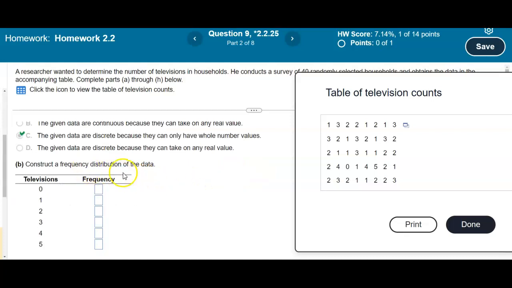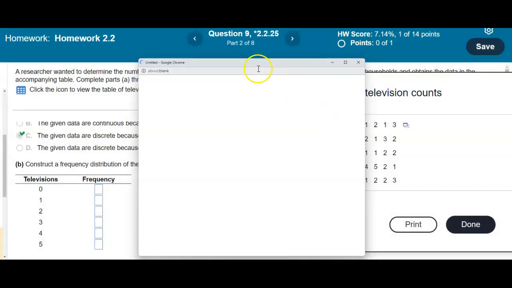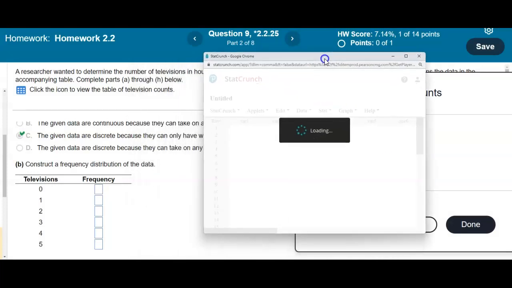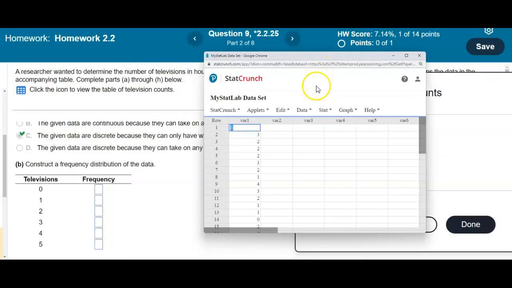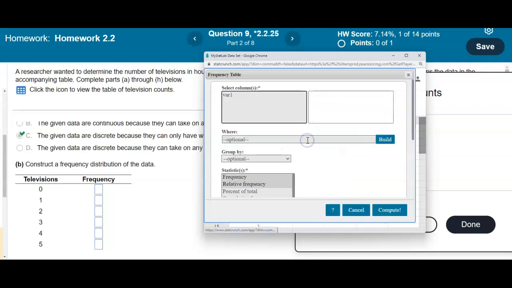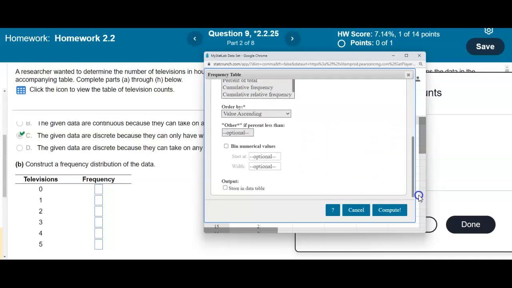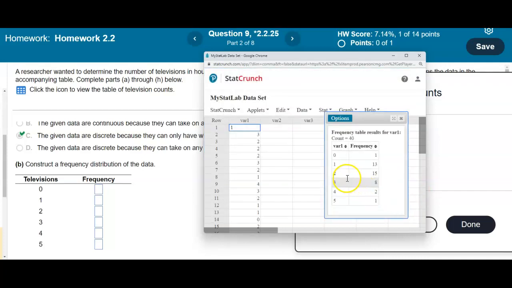Okay, now it says construct a frequency distribution of the data. So what we're going to do is go ahead and open this up into StatCrunch. Okay, so now we're going to go to Stat, then Tables, and then select Frequency. Then we're going to put in the column VAR1, select Frequency, and from here, select Compute.